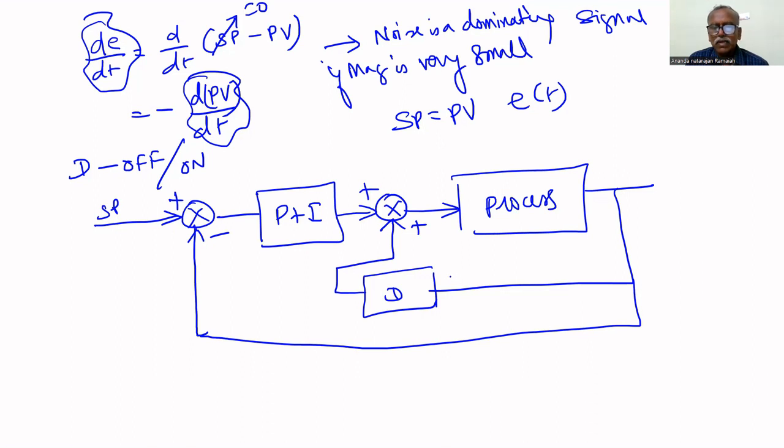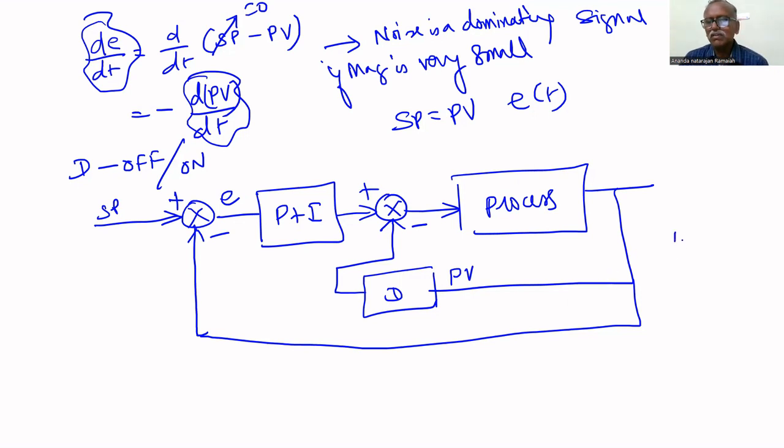So here the input to the D controller is PV, not error. So this minus sign is here, so what we can do is put the minus sign here. So that's all. Instead of implementing the D mode for error, it is implemented for PV, so that the amplification of noise can be reduced.